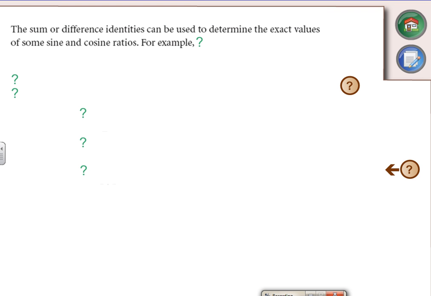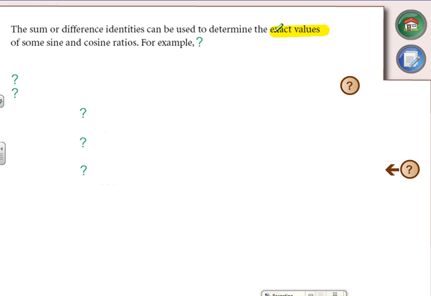Now, for those of you who want to see the proof of these, I can go through with you. Come in, talk with me, and we can talk about the geometry behind proving those. So for most people, we're going to move on and just talk about how to use them. The sum and difference identities can be used to determine the exact values of some sine and cosine ratios.